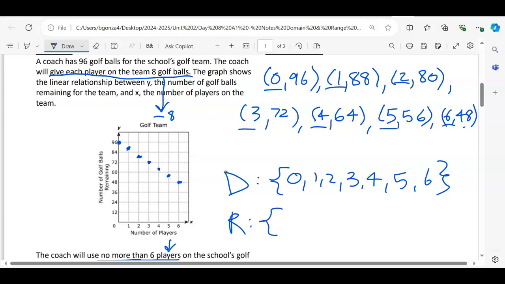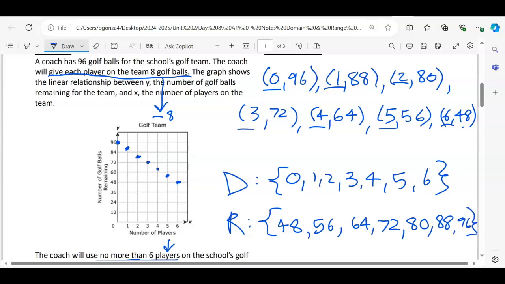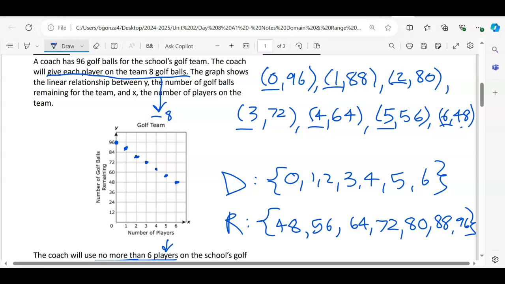So I'm starting at 48, and then what's the next highest y value? Well, it's kind of working backwards here. 56, then 64, 72, 80, 88, 96. That's how it's done, okay? Write that down and then flip it over, please.